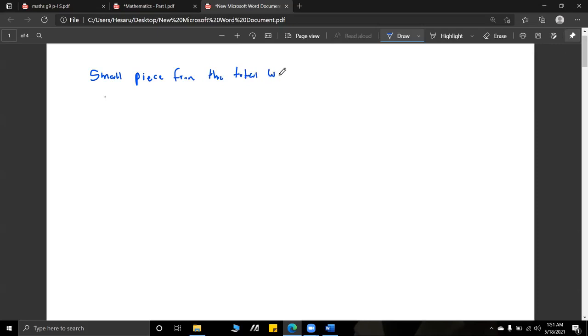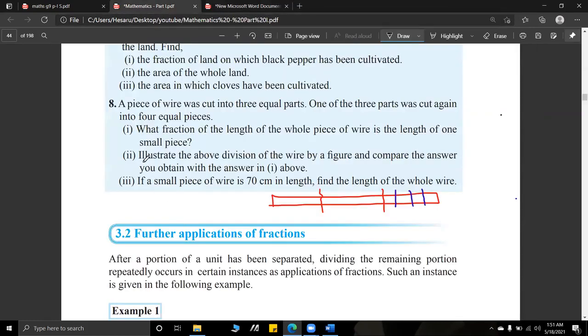From the total wire, first they say that you have to cut it into 1/3 pieces. Okay, so from that 1/3 piece, again you cut into 4 parts. So you have to multiply it by 1/4. Okay, so the value is 1/12.